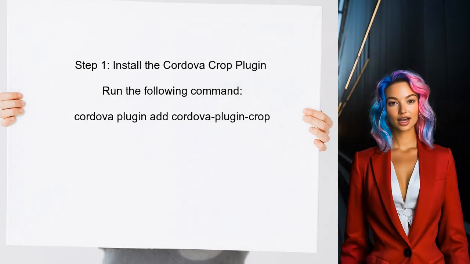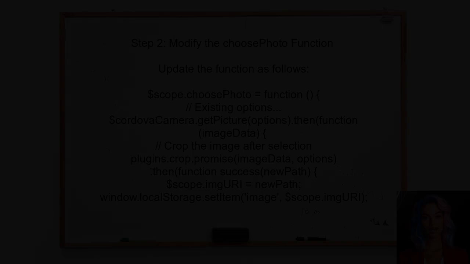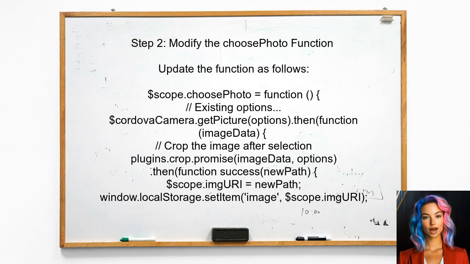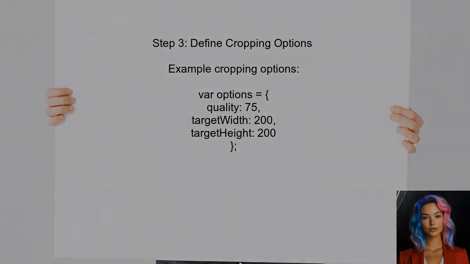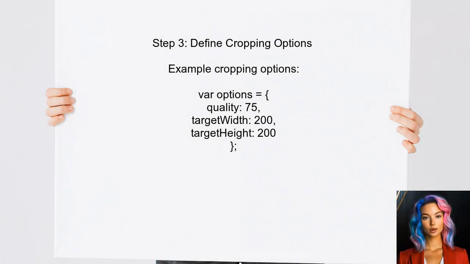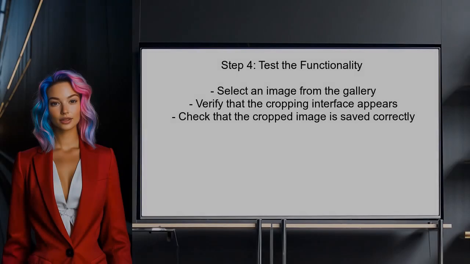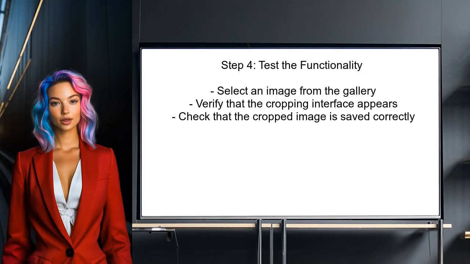To enable image cropping when selecting an image from the gallery, the user should first ensure that the Cordova crop plugin is properly installed in their Ionic project. Next, the user needs to modify the existing Choose Photo function to include the cropping functionality after selecting the image from the gallery. The user should also define the cropping options, such as the aspect ratio and target dimensions, to ensure the cropped image meets their requirements.